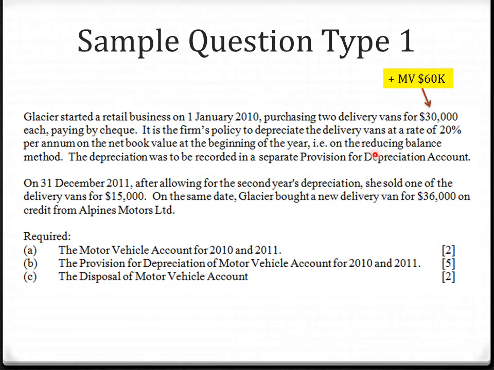They are very, very kind to you over here. They tell you that it's based on net book value, and then they tell you that it's the reducing balance method. So it's really good. Now, the depreciation was to be recorded in a separate provision for depreciation account. Now, on 31st December 2011, after allowing for the second year's depreciation, I repeat this, after allowing for the second year's depreciation, because you know why? You have used from 1st Jan 2011 to 31st December 2011.